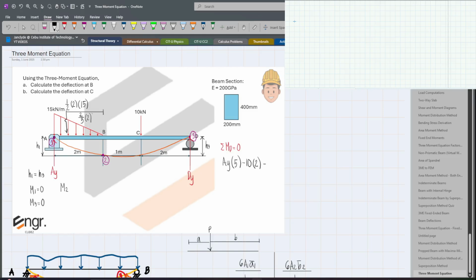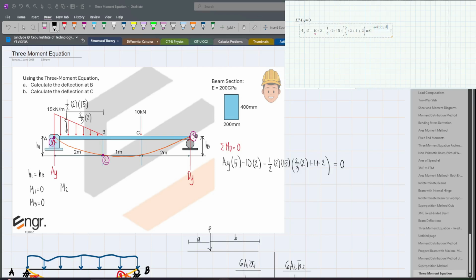Ayan. So, 2/3 of 2 plus 1 plus 2, iyan yung moment arm niya. So, kopyahin na lang natin: 1/2 times 2 times 15. Ito yung resultant. Then, the moment arm is 2/3 of 2 plus 1 then plus 2. Ayan. Then, we can set this to 0. Input na lang natin sa MathCAD.